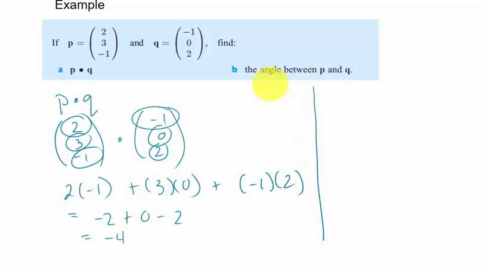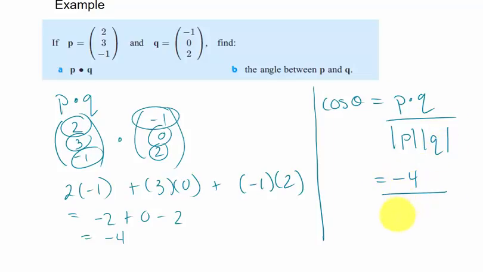Now we're going to use that to find the angle between the two. So cosine theta is P dot Q over the magnitude of P and the magnitude of Q. So we already found P dot Q, that's -4. Then I'm going to find the magnitude of P, that's the square root of 2 squared plus 3 squared plus -1 squared.